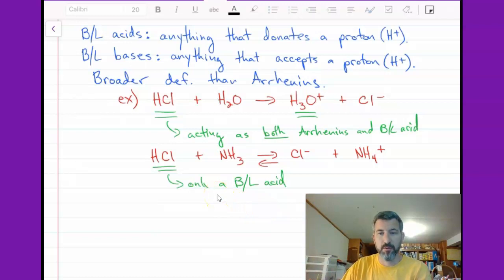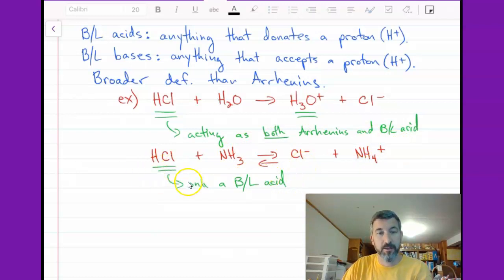Now, if you look at this reaction, though, here HCl, even though we know it's an acid, would only be an acid according to the Bronsted-Lowry definition because there's no hydronium being created. And the reason for that is the thing that's acting as a base in this reaction, the thing that's accepting a proton, is not water. So therefore there's no hydronium being made. But it is still an acid-base reaction because hydrochloric acid is giving a proton to ammonia, NH3, to turn it into ammonium, which is NH4 plus, and it leaves behind Cl minus.